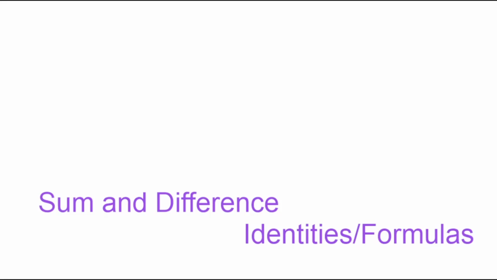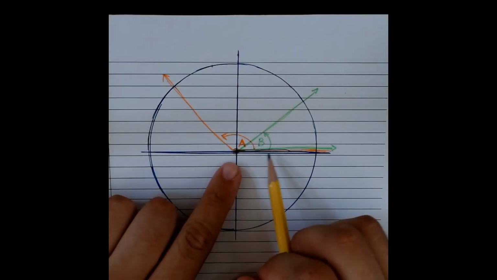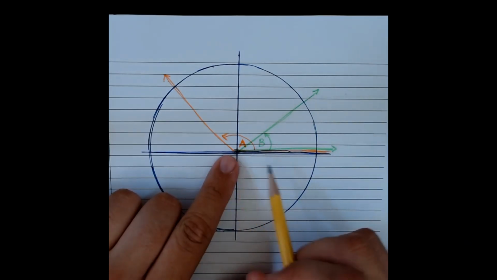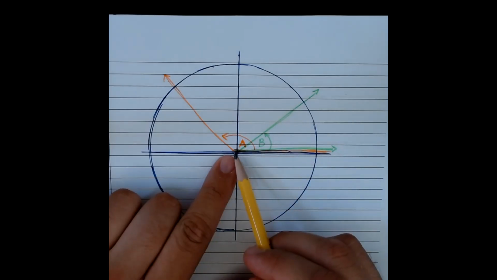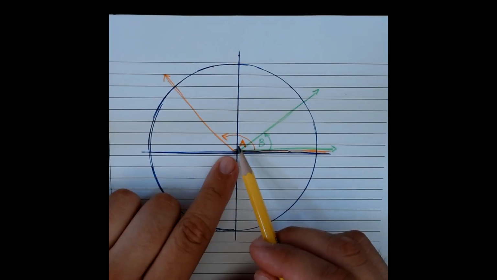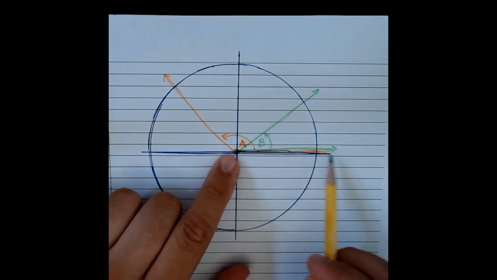In this section, we're going to take a look at the sum and difference identities, also sometimes called the sum and difference formulas. All right, so let's start off with a couple of angles. To give ourselves a coordinate system, we're going to put those angles in standard position, meaning their initial ray is along the positive half of the x-axis, as always.